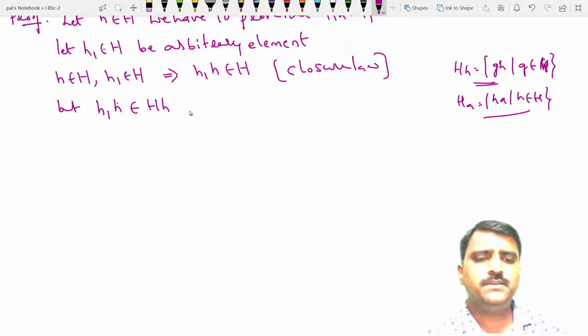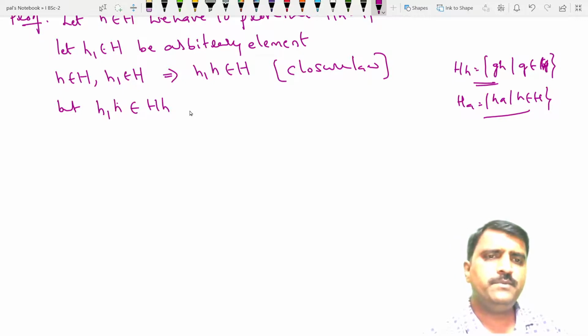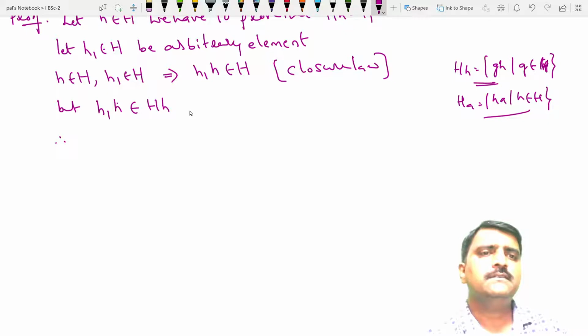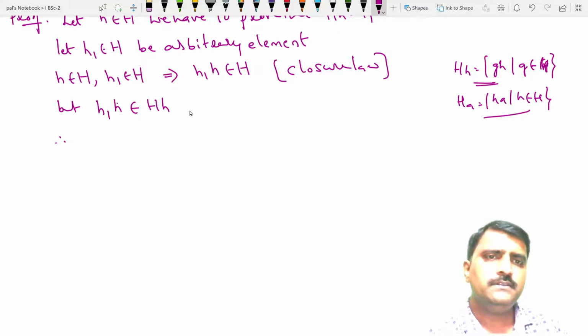So h1h belongs to H. What does it imply? h1h is in Hh, and that h1h is also in H. Whatever elements belong to h1h are also elements of H. So all the elements in this right coset Hh are in H, hence Hh is a subset of H. Therefore Hh is a subset of or equal to H.